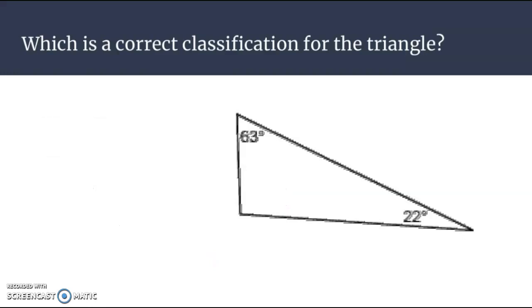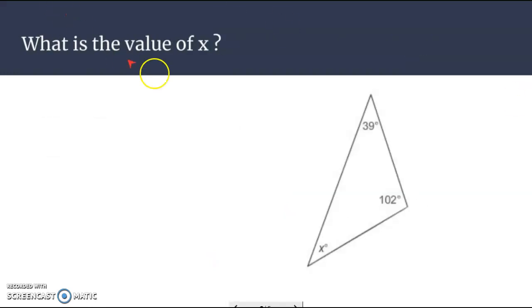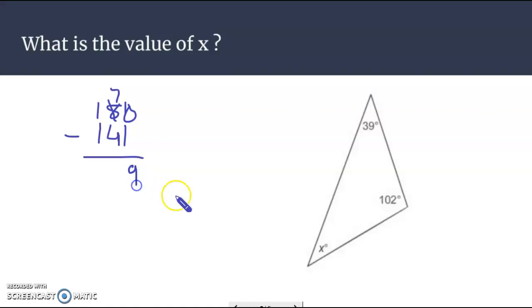Let's look at another one here. What's the value of x? Notice our three angles: we have 39, 102, and x. I'm going to do this a little bit quicker. I'm going to add together the 39 and the 102, and we're going to have 141. That's the sum of the two angles we know. And then right away I will subtract from 180 to tell us our missing angle. And as you can see here, our missing angle would be 39 degrees.